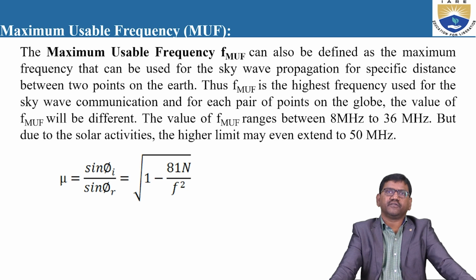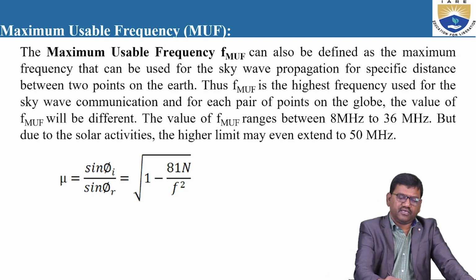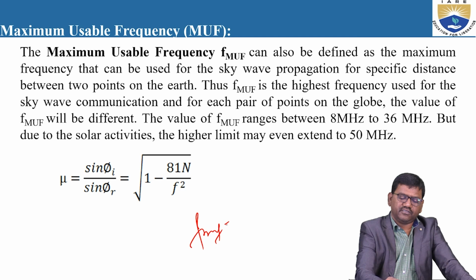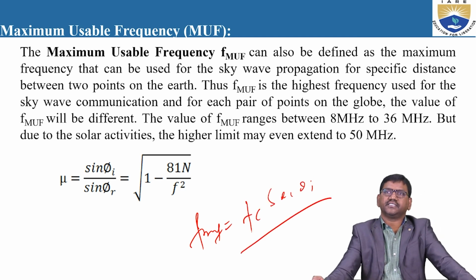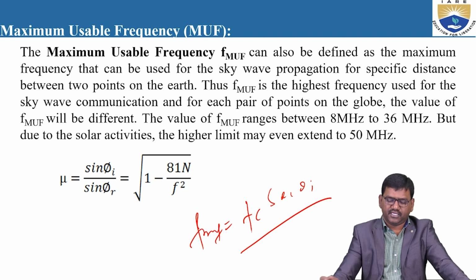The maximum usable frequency is the highest frequency at which a wave is returned to the earth for a given distance of propagation. The equation is f MUF is equal to fc into secant theta i, which is known as the secant law. So, the maximum usable frequency, denoted by the symbol f MUF, depends upon the critical frequency fc into secant theta i.